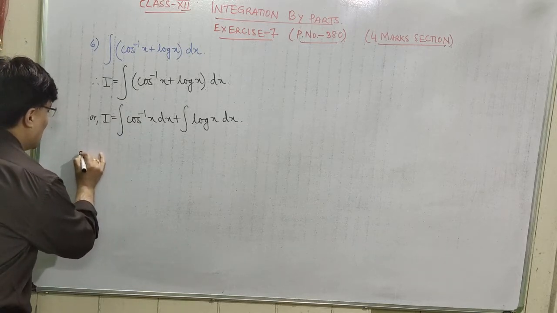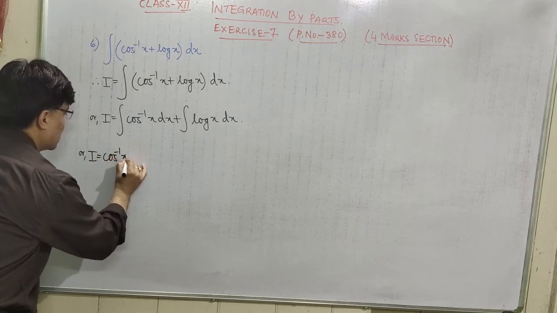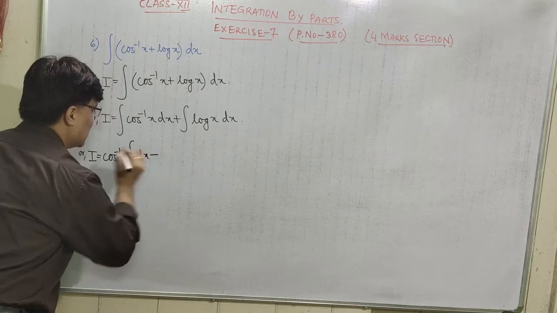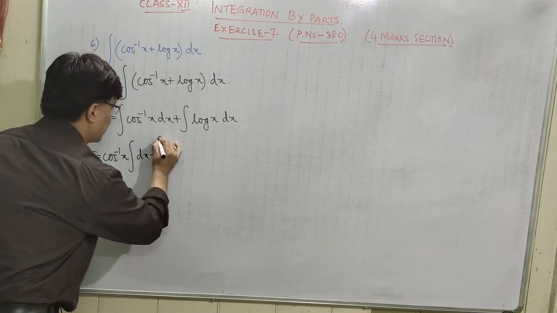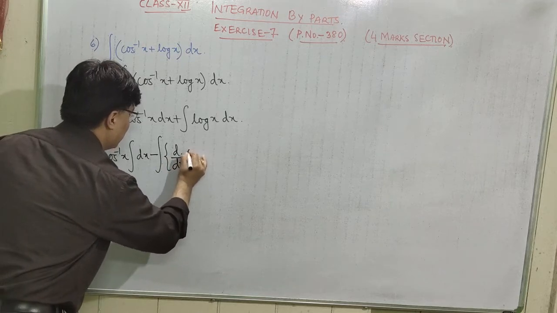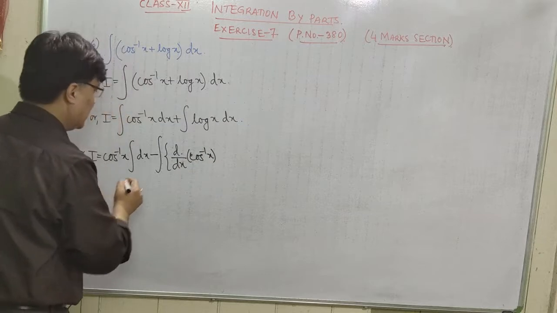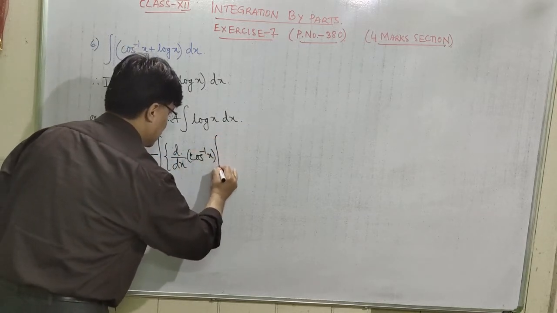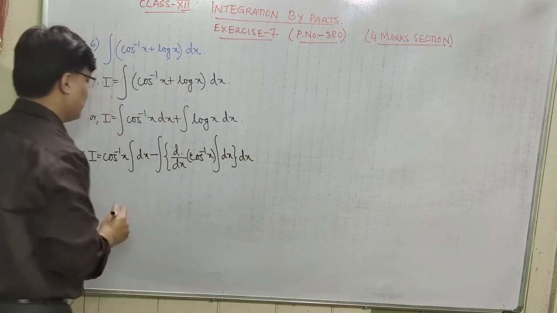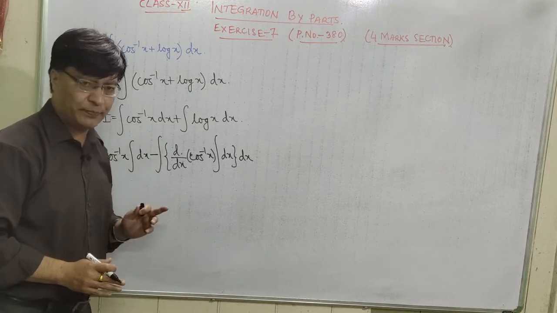So I is equal to cos inverse x taken outside, integral sign dx, then minus integration of, second bracket, d by dx of cos inverse x, then integration of dx, second bracket close, dx. So this is integration by parts for this first function.